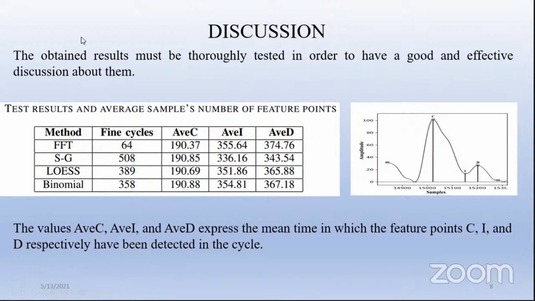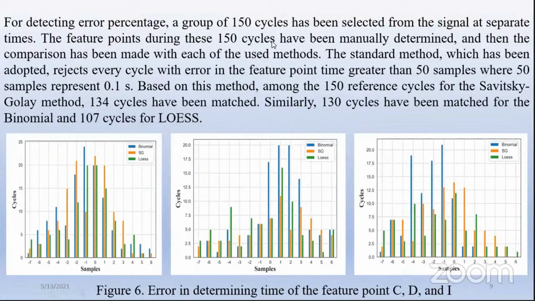And to make it clearer, in the figure we can see amplitude and samples. In this table, the average C is the average C time for all cycles in our long-term signals. The tested signals have 520 cycles. For detecting error percentage, the second way to find the error in determining the time of feature points C, D, and I is by finding the error percentage.